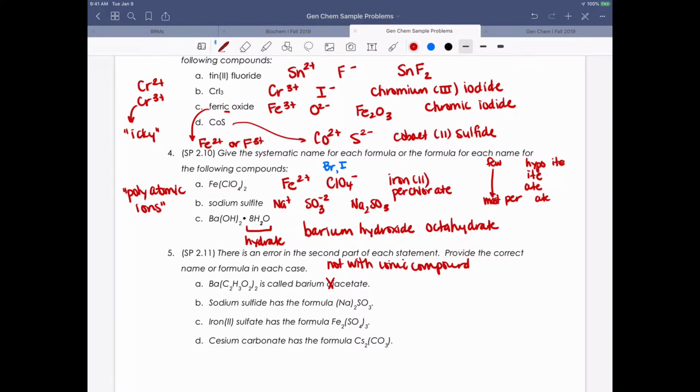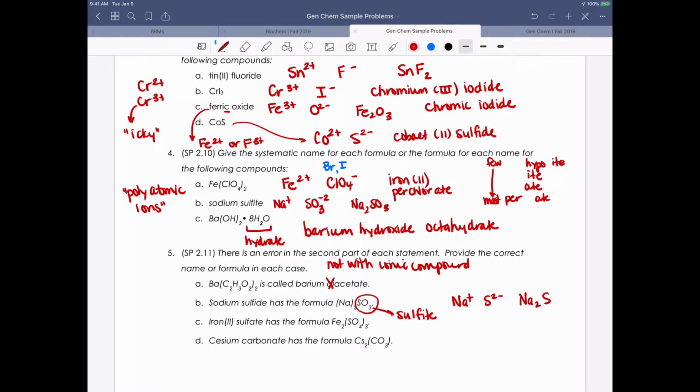Sodium sulfide has the formula Na2SO3. Well, this is not sulfide, this is actually sulfite. So if we wanted to have sodium sulfide, that would be Na plus and then S2 minus, so that would be Na2S.